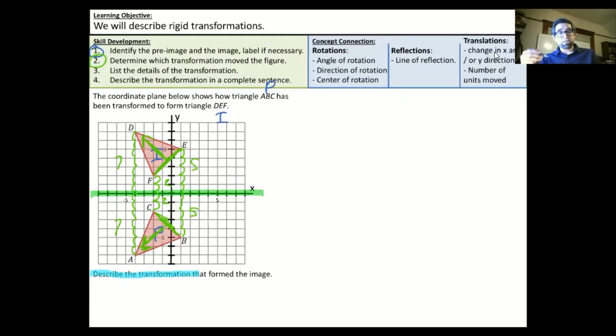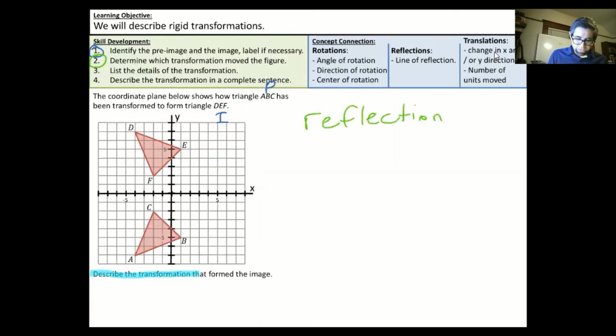I know that ABC was reflected across a line in order to form DEF. I know that because each point of ABC moved an equal distance across that line that I saw was right in between the shapes. Now I'm going to erase all of this work. I'll leave it for a second if you want to see how I determined it was a reflection, because it's a little bit messy. And now that I know it's a reflection, I need to go on and figure out the details. So, reflection.